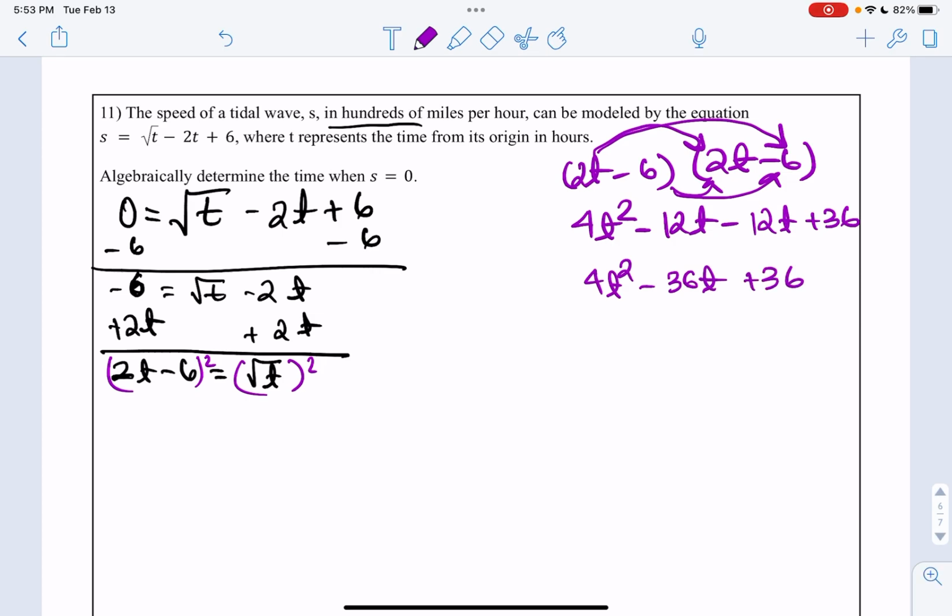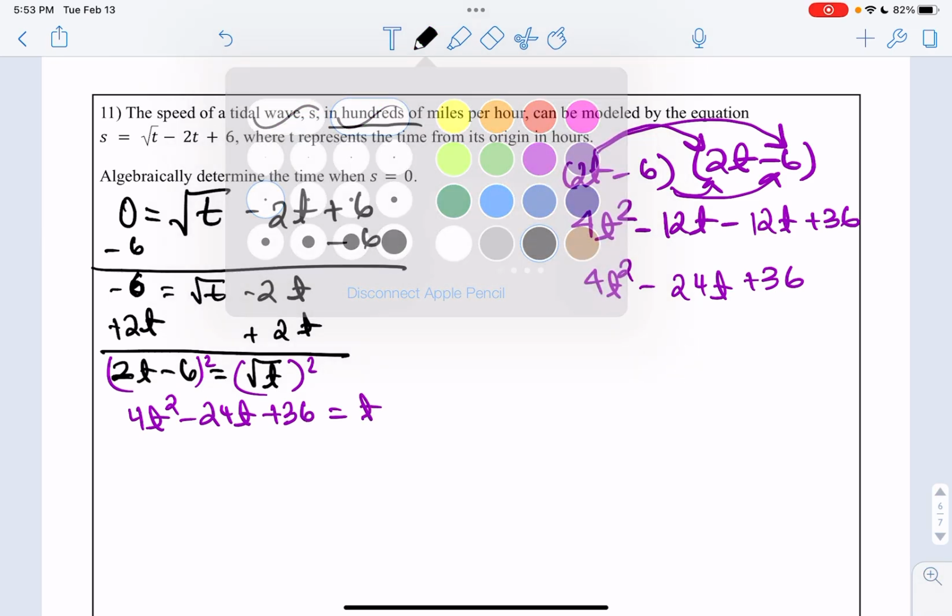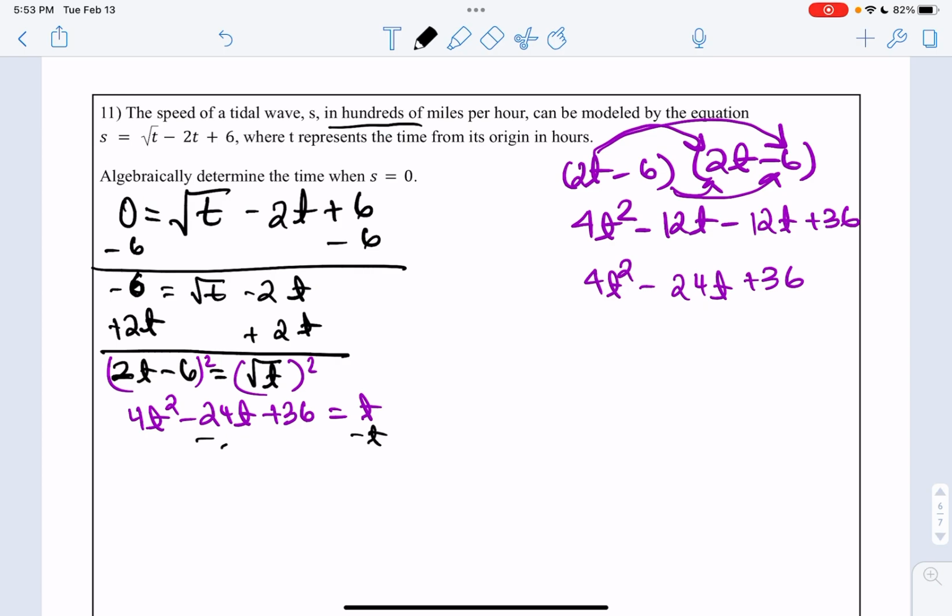Okay, 4t squared minus 36t plus 36. Let's go. Nope, this is negative 24t. Okay, let's write it down: 4t squared minus 24t plus 36 is equal to just t. And if we want to make it into a quadratic equation, we need to make sure we set it equal to 0.